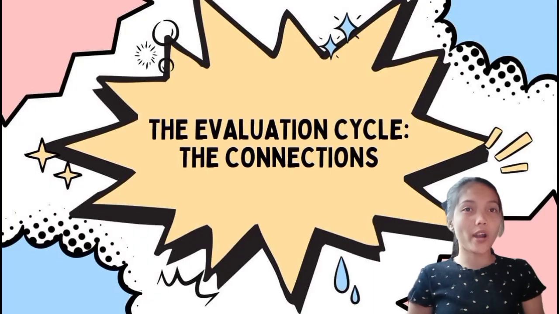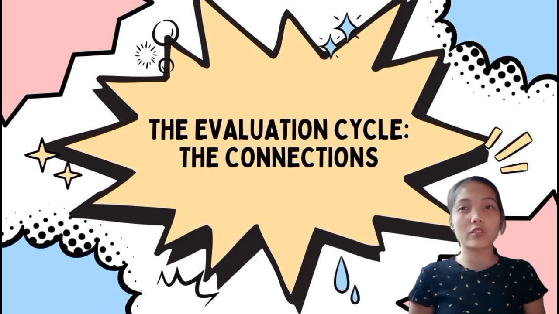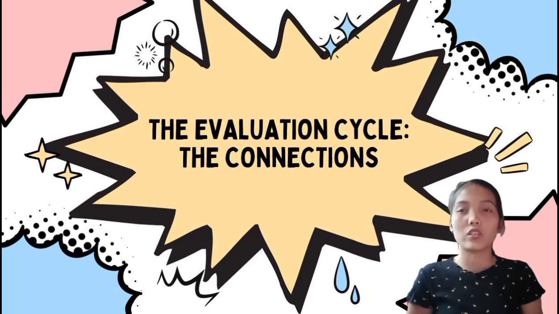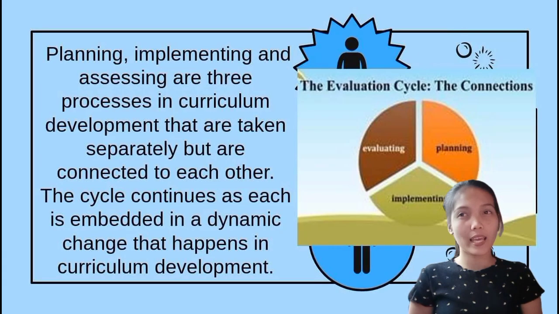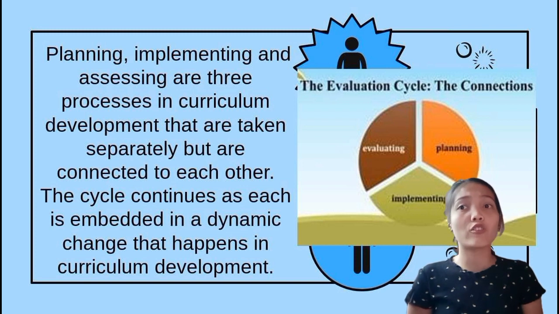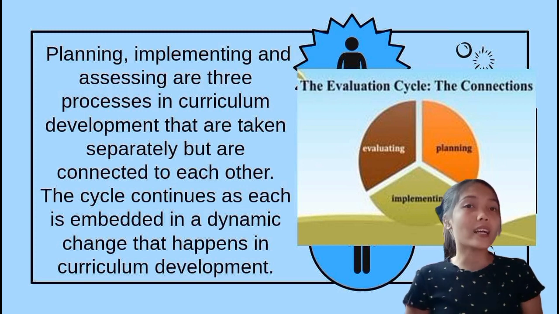So let's continue on our next topic. We have the evaluation cycle, or we call it the connections. Planning, implementing, and assessing are three processes in curriculum development that are taken separately but are connected to each other. The cycle continues as each is embedded in a dynamic change that happens in curriculum development.